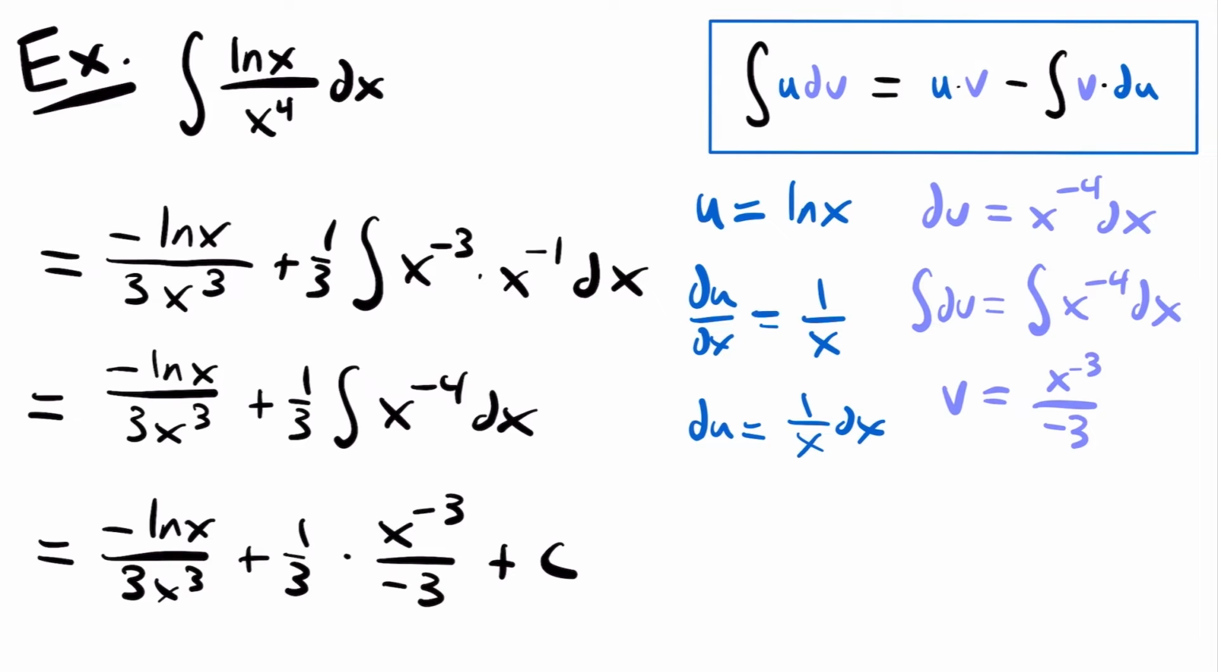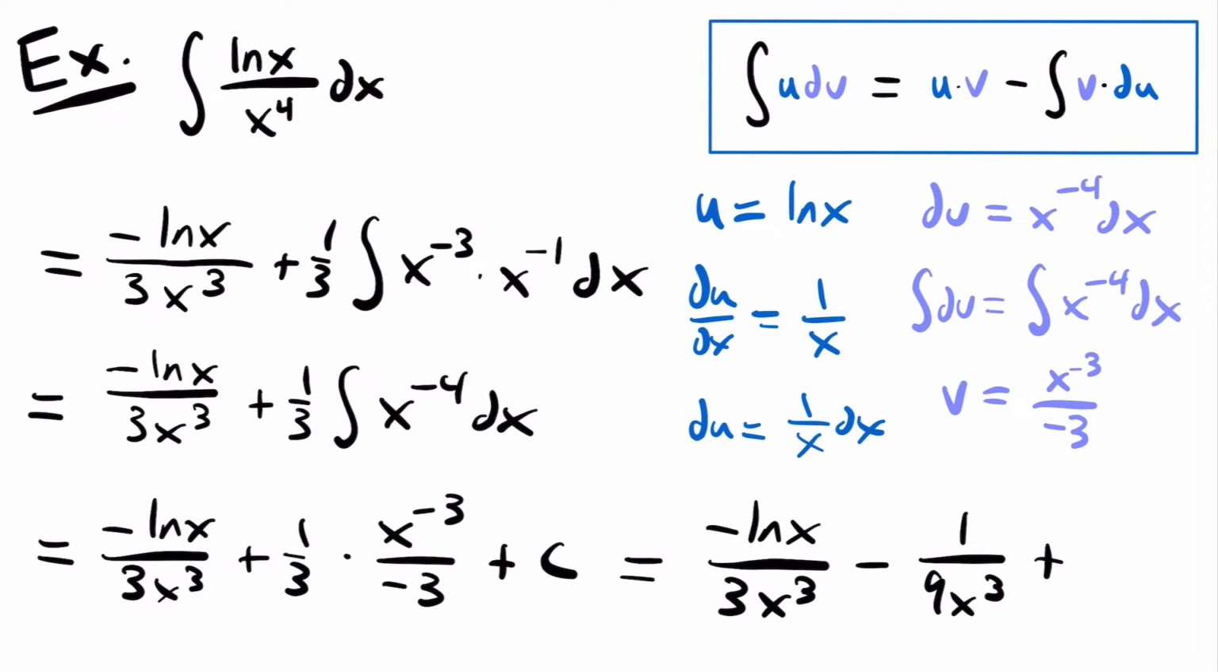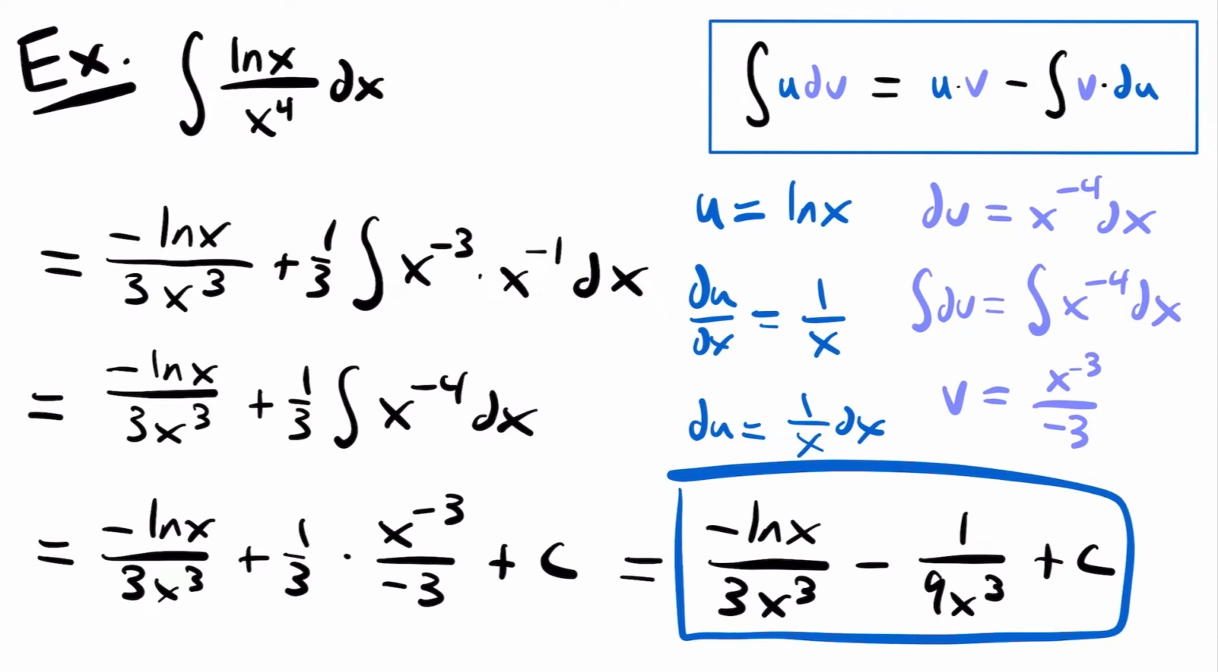All right, and so then if we move x to the negative third power to the denominator, we'll have x cubed, and then we can multiply 3 and negative 3, and we'll have our final answer that this is equal to the negative natural log of x divided by 3 times x cubed minus 1 divided by 9x cubed plus c, right? 3 times 3 is 9. I brought that negative out front, and then since we moved this to the denominator, we just have 1 in the numerator. And so this is the solution to this integral using integration by parts.